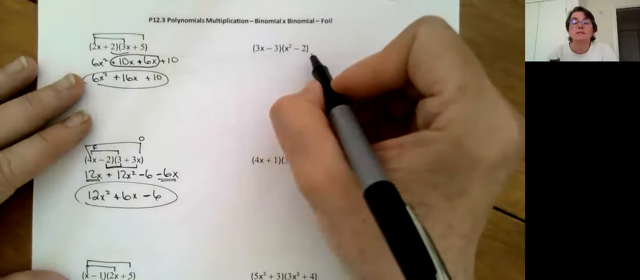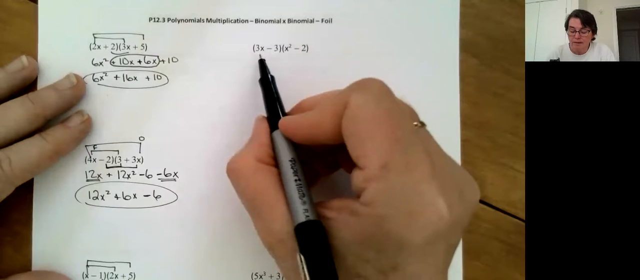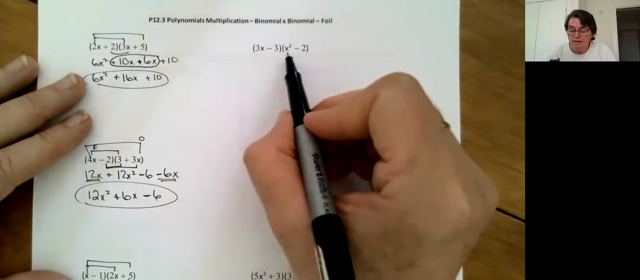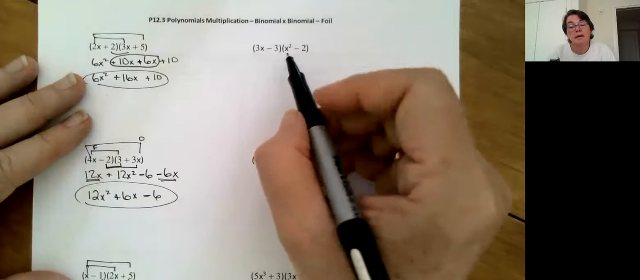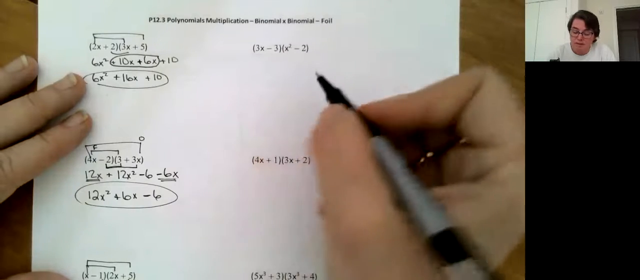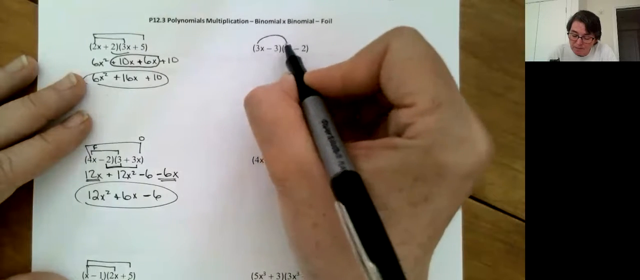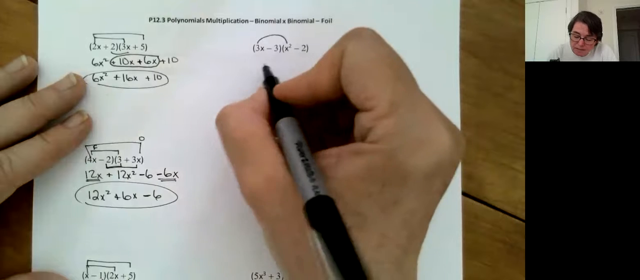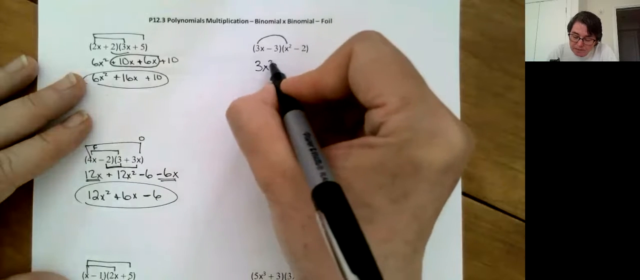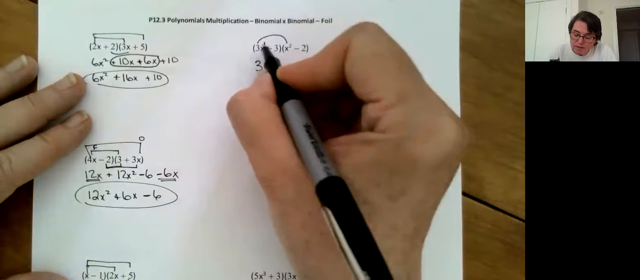Oh, okay, let's look at it. This one's a little weird, right? Because this is just a plain x, and this is x squared. So pay attention. I'm going to pay attention to my exponents, because I think if I screw up, that's where it's going to be. 3x times x squared is going to be 3x cubed. Right, because there's an understood 1, and we just add.